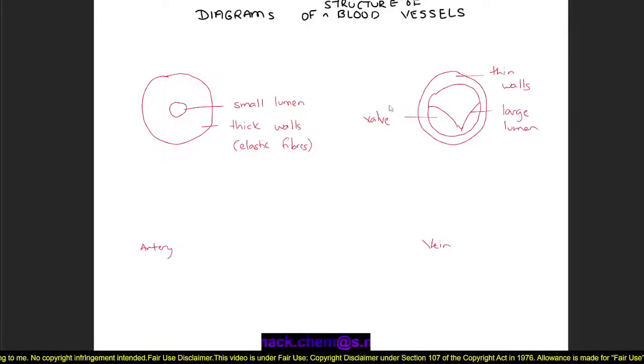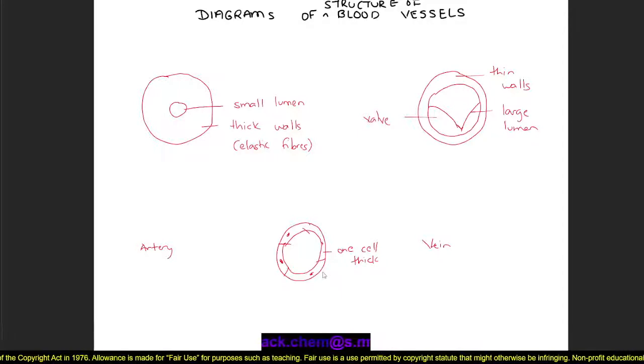Alright, in this video I will not discuss what is the function of the valve. We will look at this in another video. So for now, you have to take note that veins contain a structure called a valve. Let's look at the structure of a capillary. We say that a capillary is one cell thick and that there are gaps in the wall of a capillary.